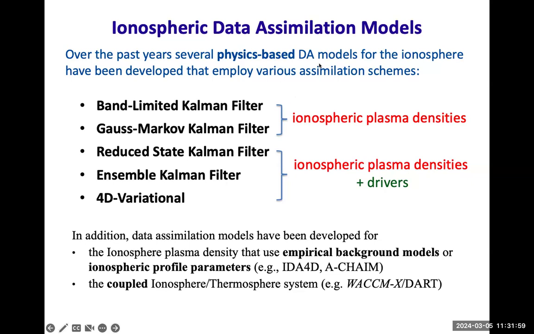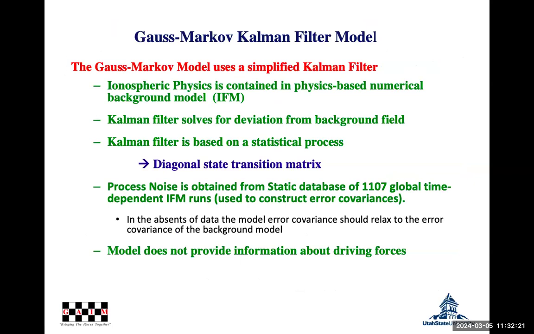But I want to show you some examples from the physics-based data estimation models that only use an ionosphere model. And I'd like to show you what's behind the Gauss-Markov Kalman filter, for example, and also what's behind the ensemble Kalman filter. So let's just start with the Gauss-Markov Kalman filter. Why do we do that? The Gauss-Markov Kalman filter is an approximation to the full Kalman filter, and that's done because the full Kalman filter is simply computationally not tractable. So it's a simplified Kalman filter.